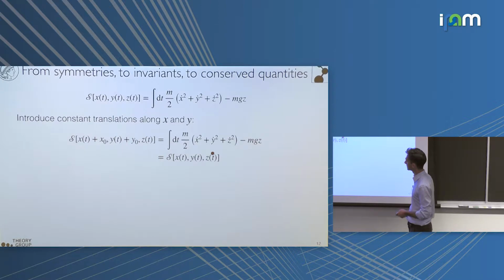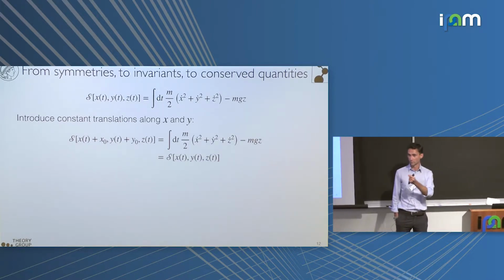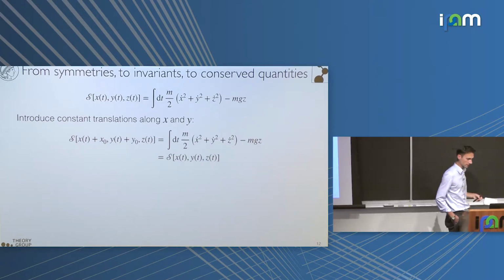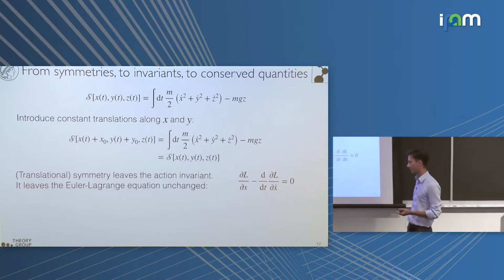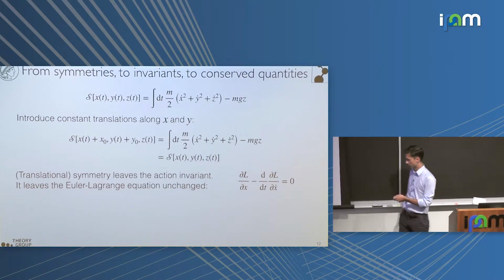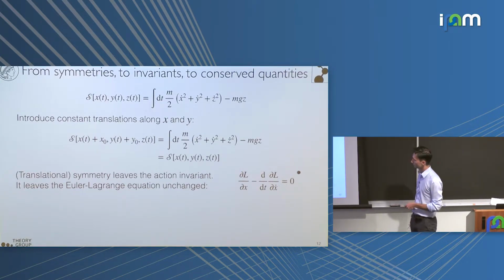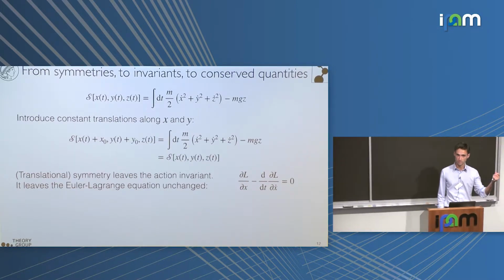And so if I look at what the effect on the action is, you can see that there is no effect on translating x and y, and so that means that the action is unchanged, right? So that does not change the action. Meaning it doesn't matter where the particle is in x and y, that doesn't change my action. And so this translational symmetry leaves the action invariant, and so it leaves the Euler-Lagrange equation unchanged. So this Euler-Lagrange equation is unchanged under constant translation.